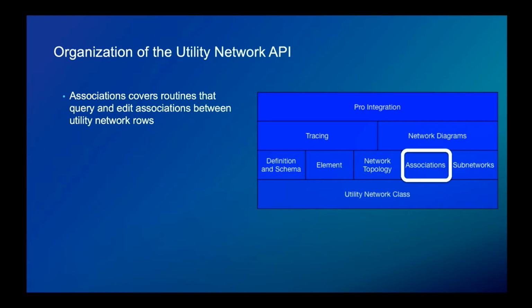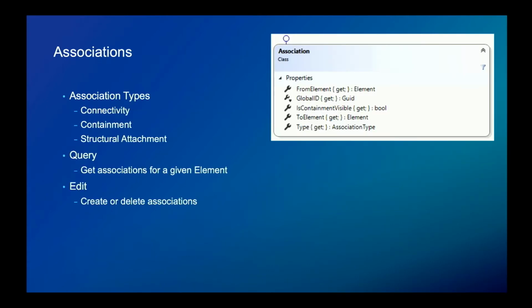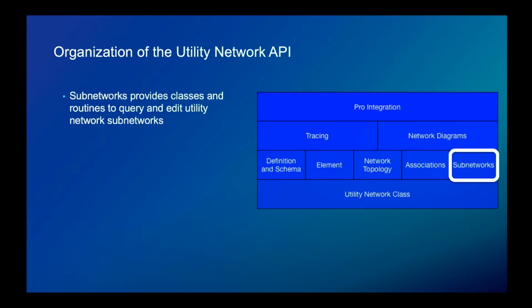Associations, the API contains a set of routines to query and edit associations between utility network rows. So hopefully everyone's familiar that there's three kinds of associations. There's a connectivity association, which allows you to specify that two junctions are attached to each other without drawing an edge. A containment association, so a fuse or a switch inside of a switch cabinet. And a structural attachment, so a transformer bank attached to a pole. We have routines to query associations from a given element, and we have routines to edit or create associations as well.